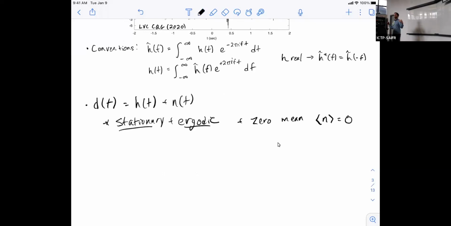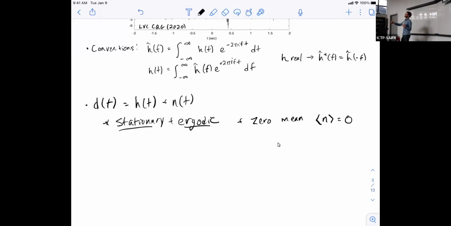Question. So I can see how you test stationarity, but how do you test ergodicity? I don't think you can test ergodicity, because by definition we can't actually take a real ensemble average. You'd have to build a sequence of identical LIGOs and then run identical experiments. So this is just going to be a different kind of statement.